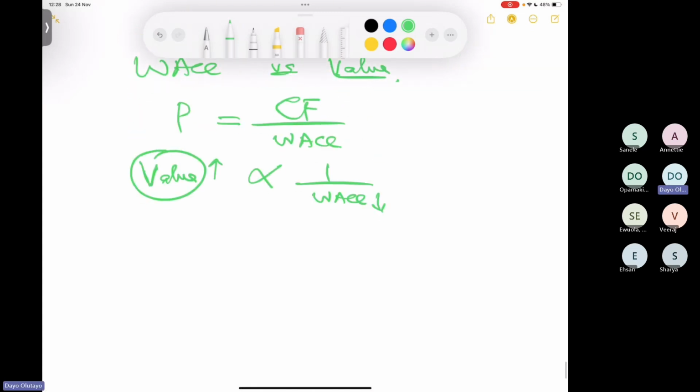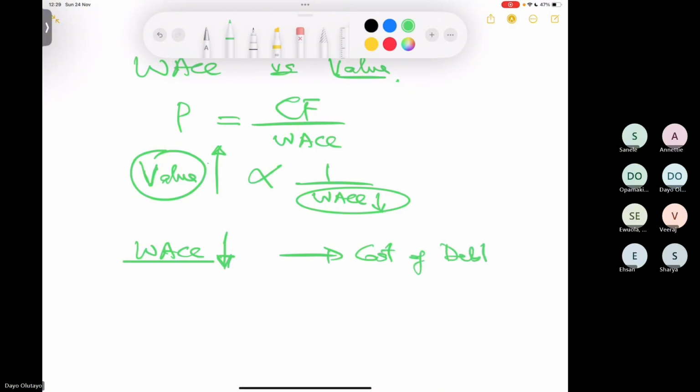And now, the question is, how do you manage your WACC? You want your value to be high. That is what you want to achieve because everybody wants the value of the company to be high. But how do we achieve high value? By making WACC low. Then how do you achieve low WACC? Generally speaking, we say that cost of debt is lower than cost of equity. And why?